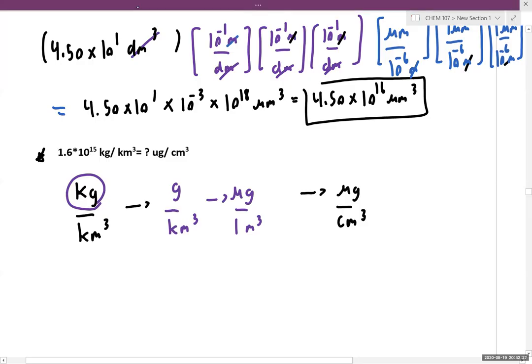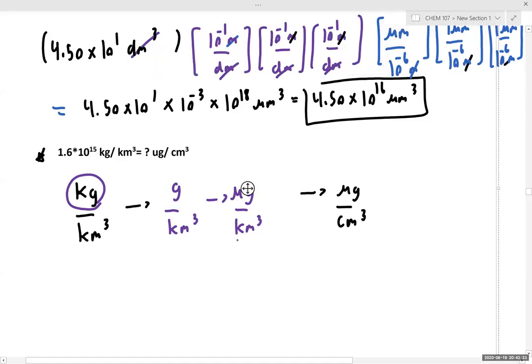Okay, so we have 1 microgram per kilometer cubed. Now for our next step, we're trying to go from kilometer cubed to centimeter cubed. So what is our intermediate unit going to be? If we want to go from kilometer cubed to centimeter cubed, we go through units of meter cubed.